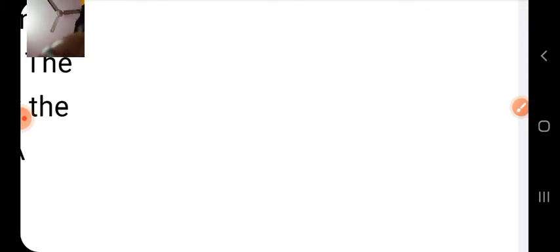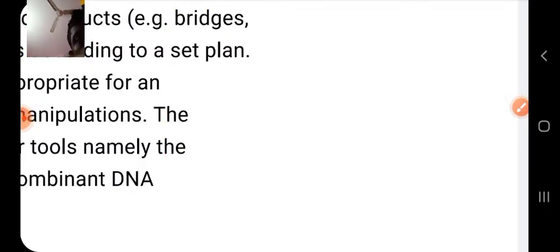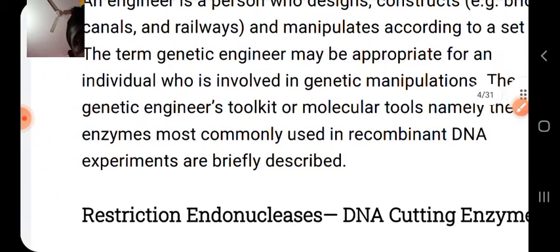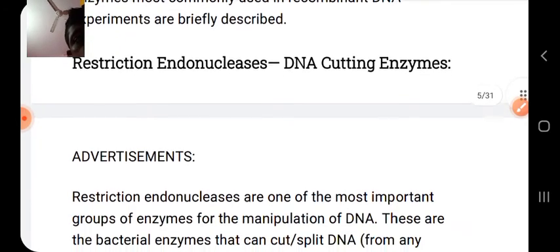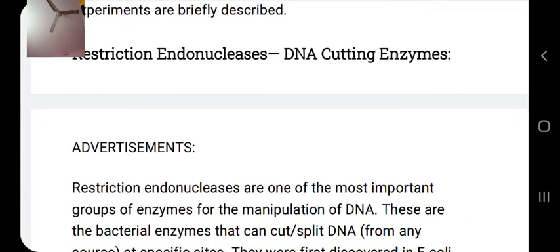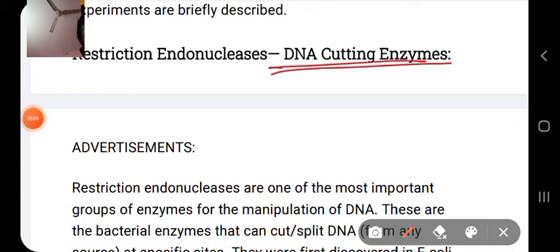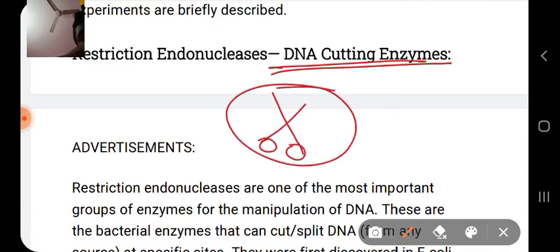So this was broadly what I have said, that three things are mainly required. The first one is restriction endonuclease. Restriction endonuclease is also called a cutting enzyme. That's why the symbol used here in this diagram in this PDF is scissors, because it is a cutting enzyme. What does it do?